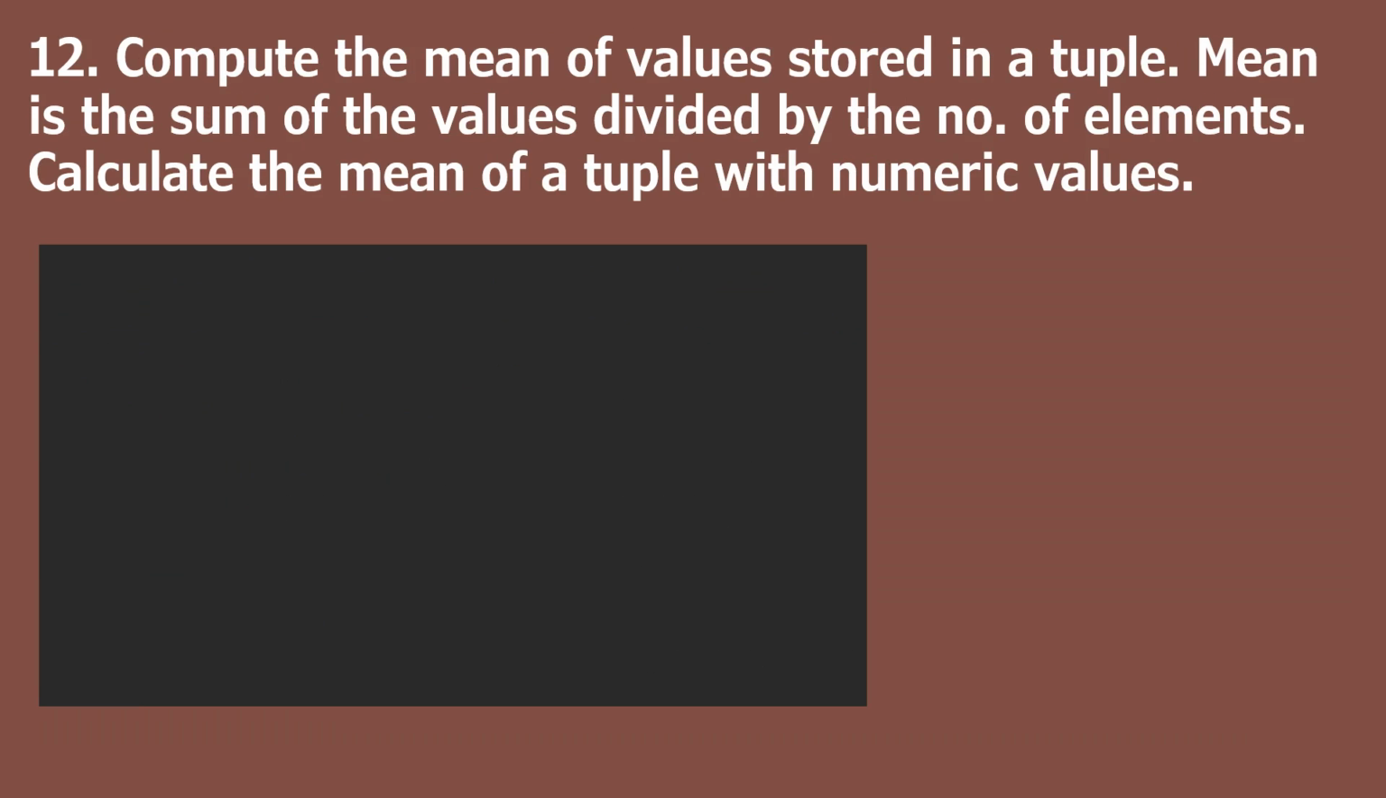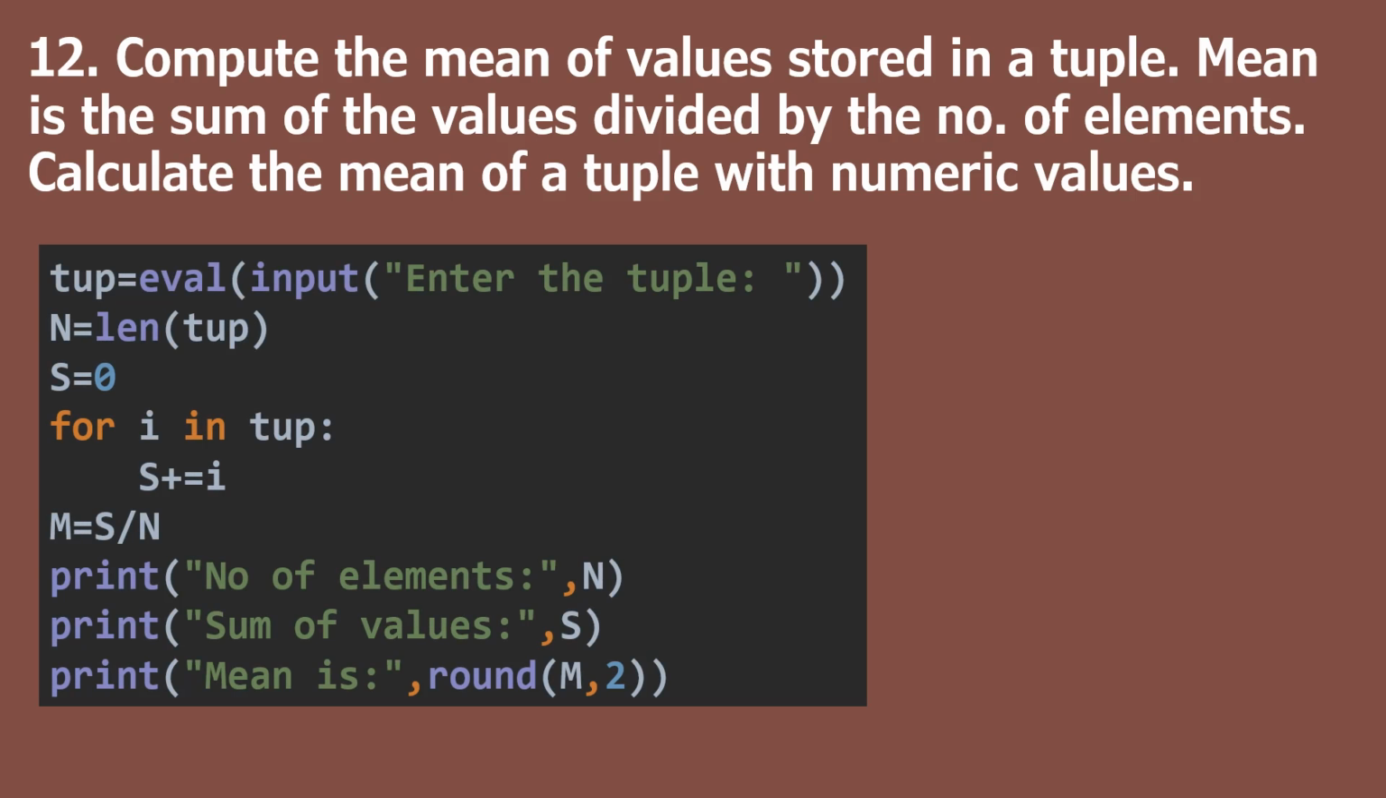Now compute the mean of values stored in a tuple. Mean is the sum of the values divided by the number of elements. Calculate the mean of a tuple with numeric values. So first of all, take a tuple, store it in a variable, let's say tup, and n is a variable which will store the length of the tuple, that means the number of elements present in the tuple.